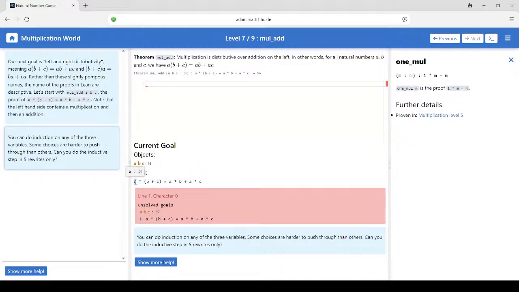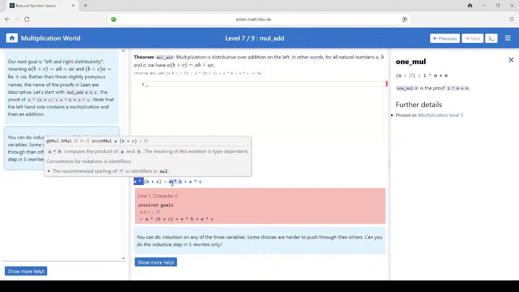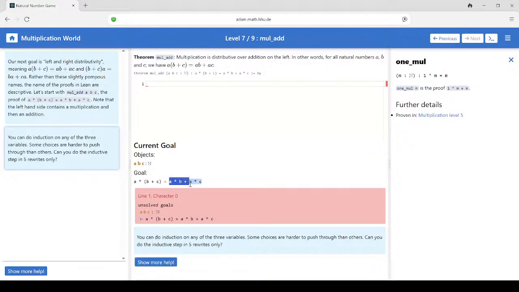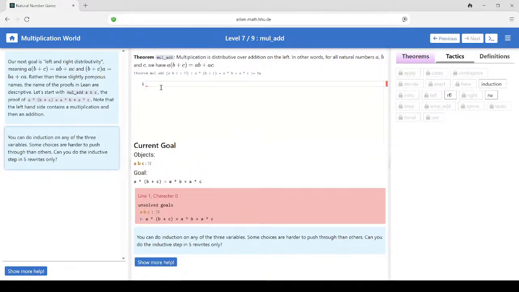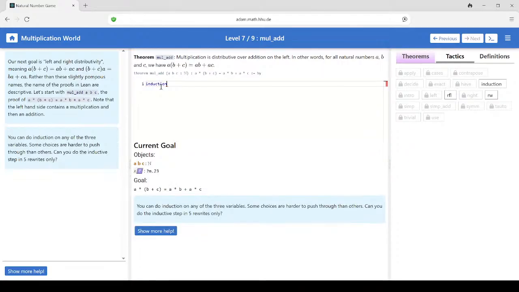Okay, I get it. A times (B plus C) equals A times B plus A times C. So we're distributing it just like you would in algebra. Or I don't even know if that's algebra. Okay, where should I start? Induction. Induction, I guess we'll go with A.